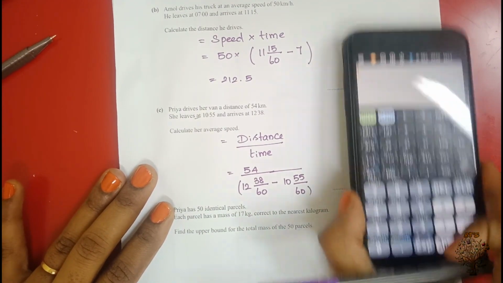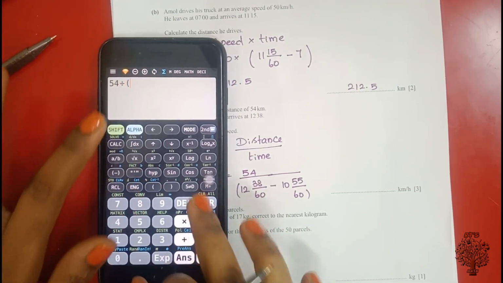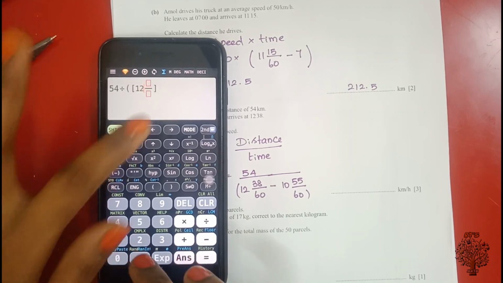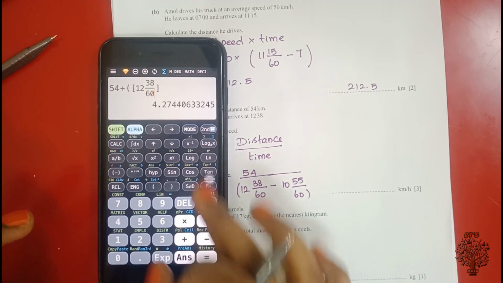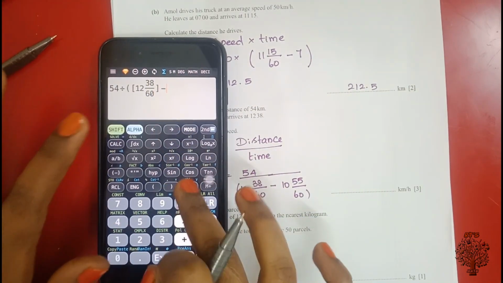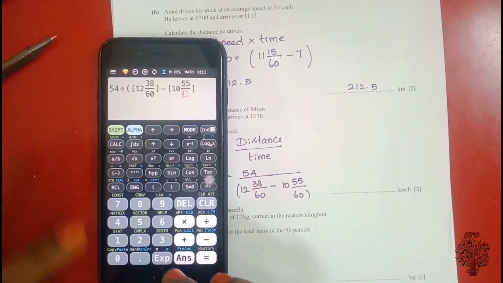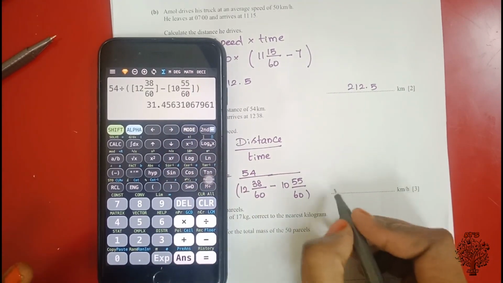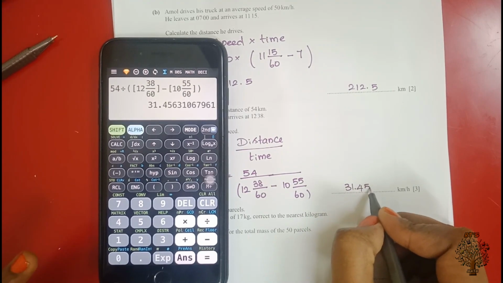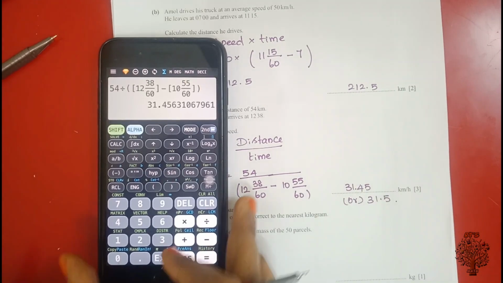Now we will take our calculator. It is 54 divided by the fraction 12 and 38 divided by 60, and this minus, again a fraction, 10 and 55 divided by 60. Closing the bracket, it gives me 31.45, or I can state this as 31.5 kilometers per hour. This is the speed of Priya.